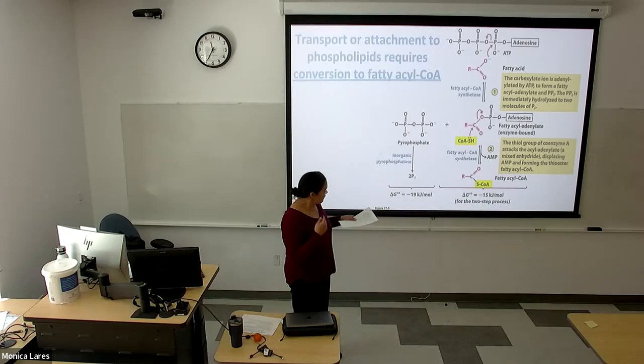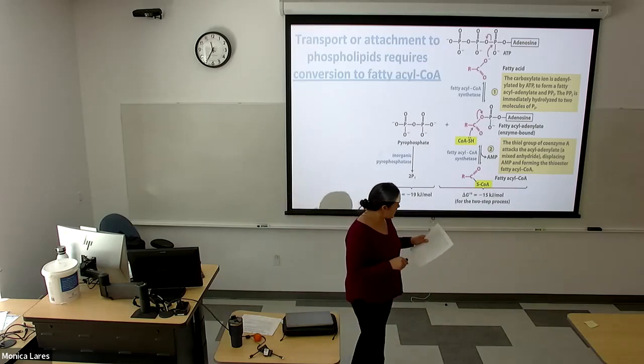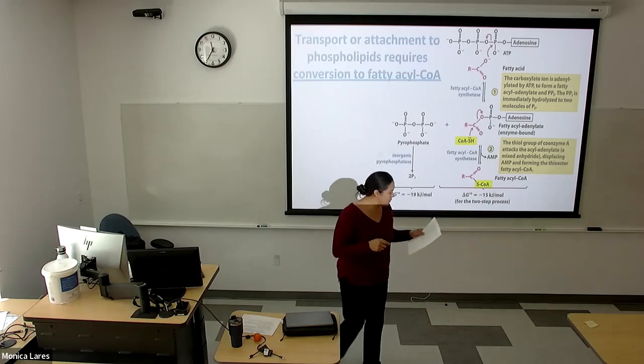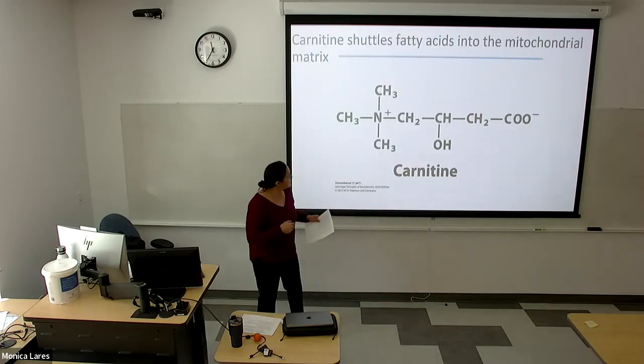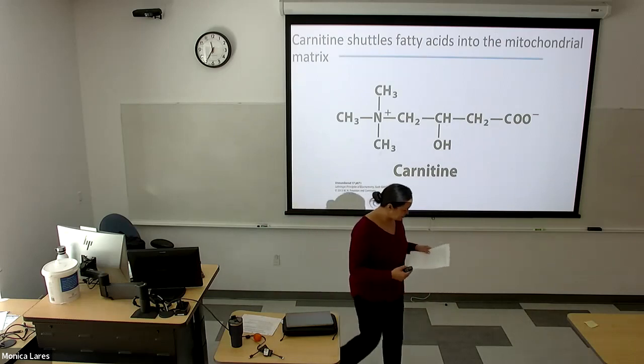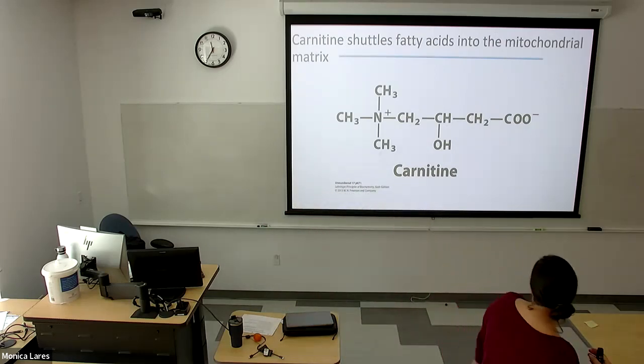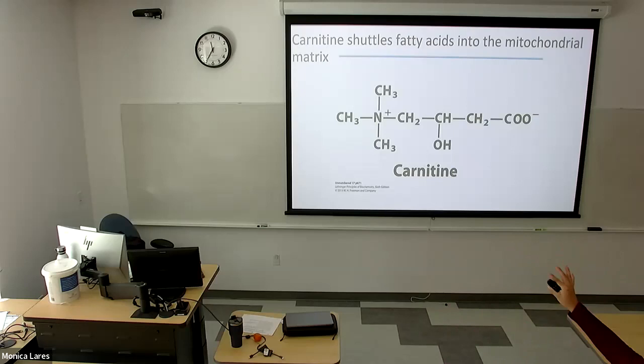Okay, so if it's going to go into the mitochondria for oxidation, then the fatty acid is going to get attached to another molecule. It's going to get attached to the hydroxyl group of this molecule called carnitine. So this is the second reaction. Carnitine is going to shuttle our fatty acids into the mitochondrial matrix. It's like our molecule that carries our fatty acids into the matrix of the mitochondria.